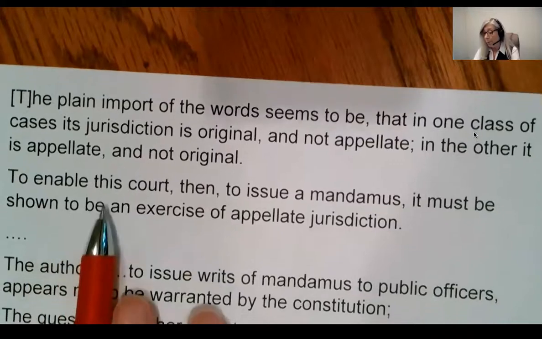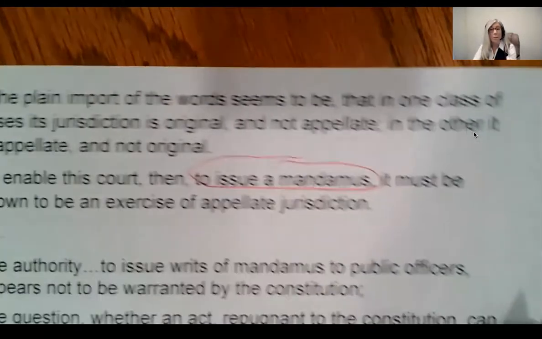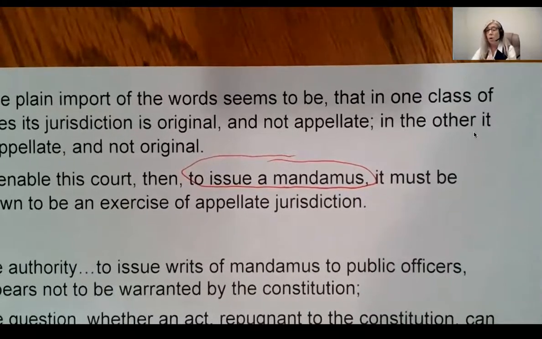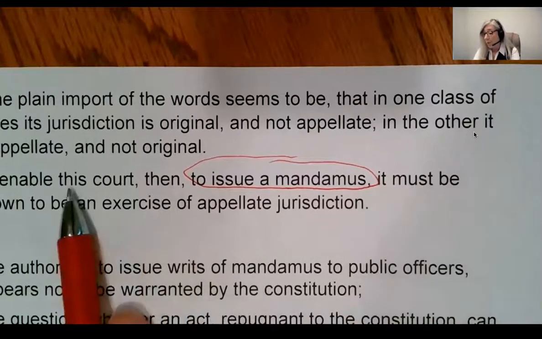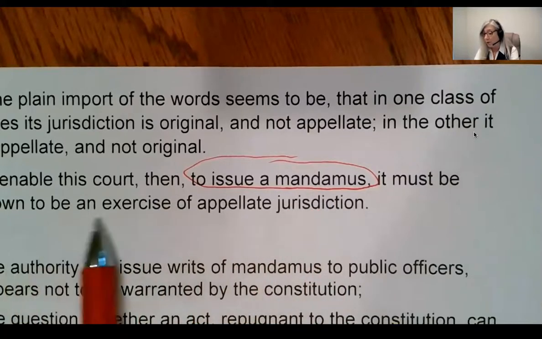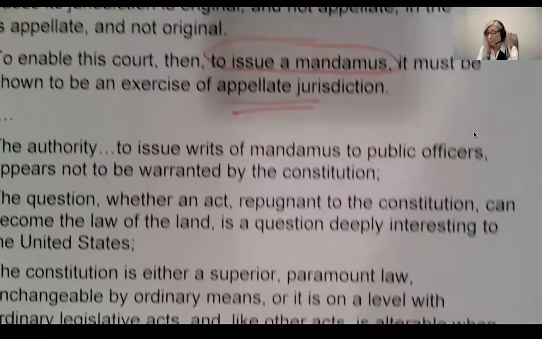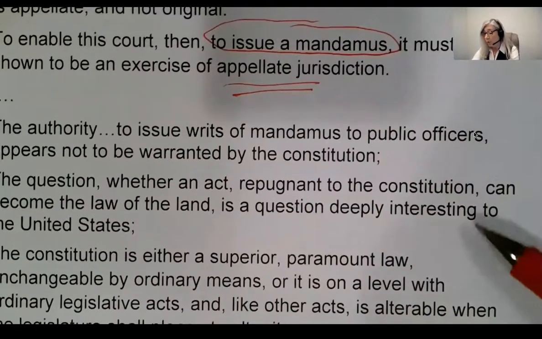Okay, to enable this court then to issue a mandamus, that's a funny word, and it basically means a mandate or a document that would force another government official to take some action. If this court is supposed to issue this writ of mandamus, it must be shown to be appellate jurisdiction, because that's what the Constitution says. Okay, so then it goes through here.